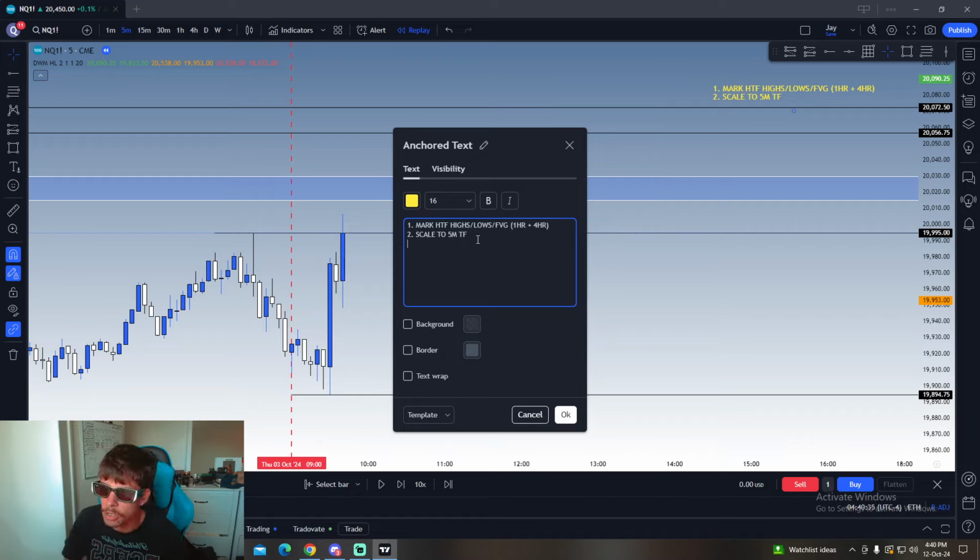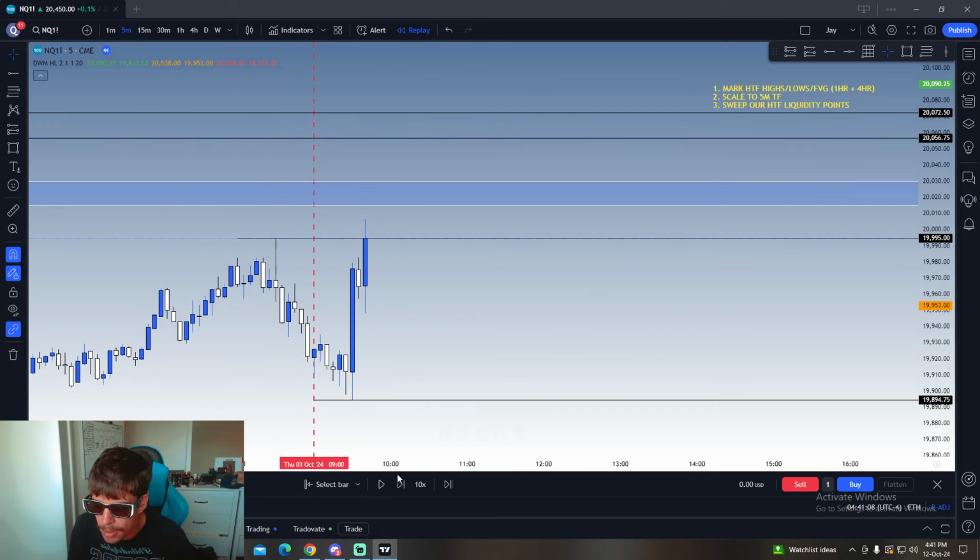Now, we're bearish because we've taken highs, which hold a lot of sell orders, which can reverse market structure. That's it. So we sweep our high time frame liquidity points, which is highs, lows, and fair value gaps in the 1 hour and 4 hour time frame, which we've marked out. So now we've swept some highs, we are going to be bearish.